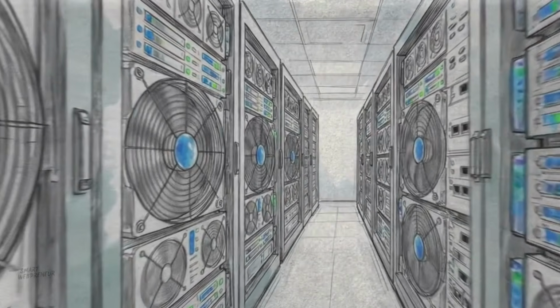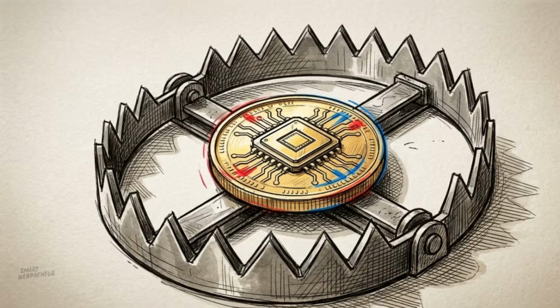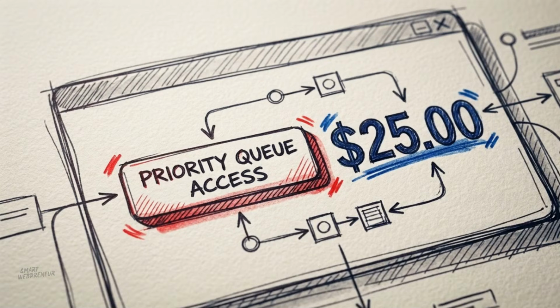So what do the big tech companies do? They pass the cost on to you. They charge 30 cents per second for 720p resolution. They force you to pay an extra $12 to $25 just to get into a priority queue so you don't have to wait 45 minutes for a single clip.